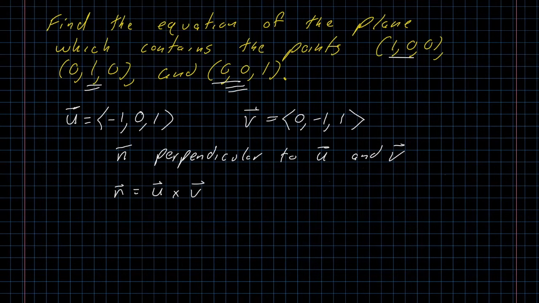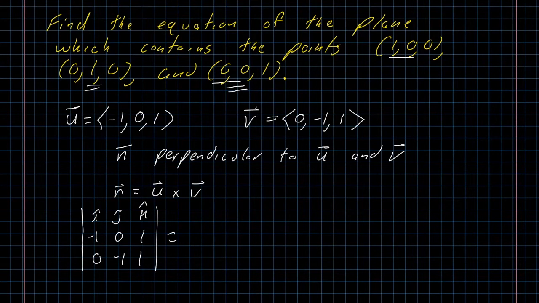All right, but we are going to be taking a cross product. We set up a cross product. My favorite notation is the matrix determinant. First row is going to have the unit vectors, i hat, j hat, k hat. Second row is going to have the components of vector u, negative 1, 0, 1. The third row is going to have the components of vector v, 0, negative 1, 1.